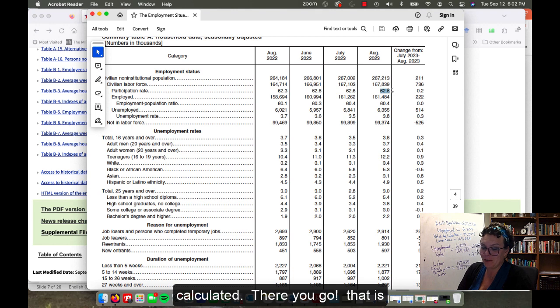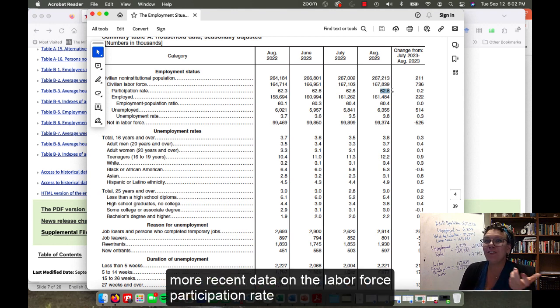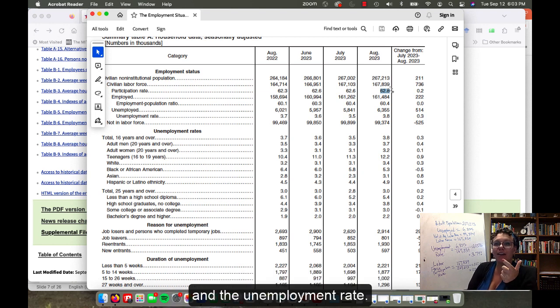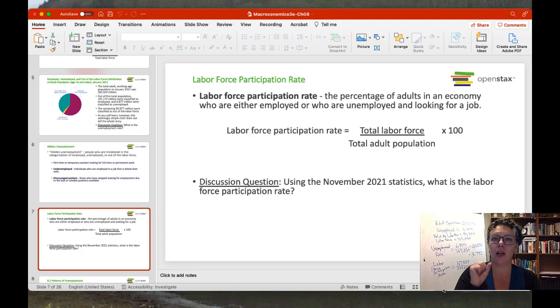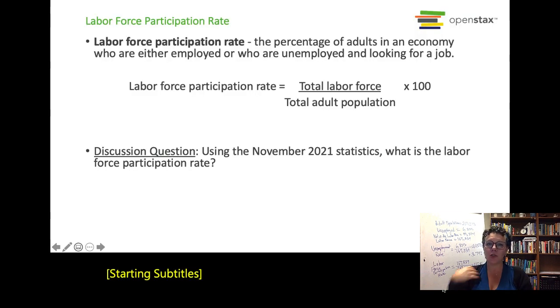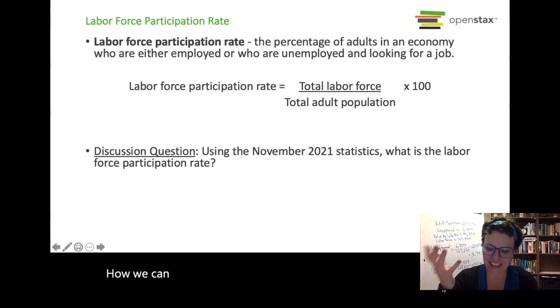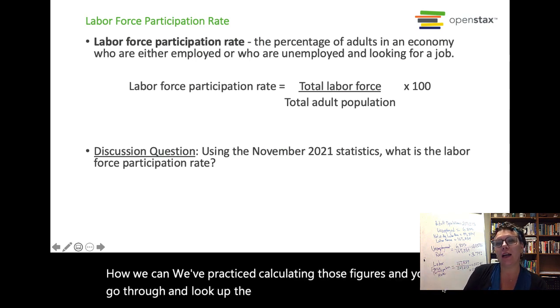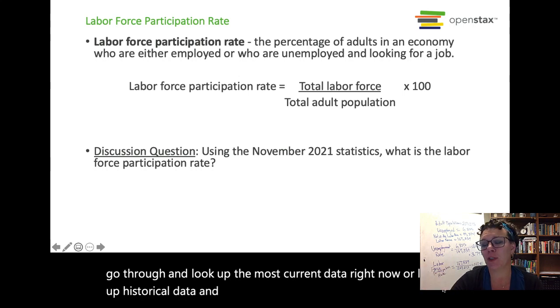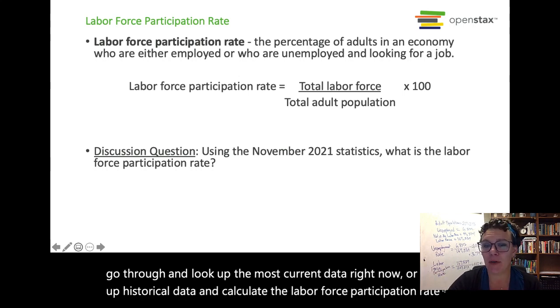So there you go. That is more recent data on the labor force participation rate and the unemployment rate. Okay, so now we've practiced calculating those figures, and you can go through and look up the most current data right now or look up historical data and calculate the labor force participation rate and the unemployment rate for yourself.